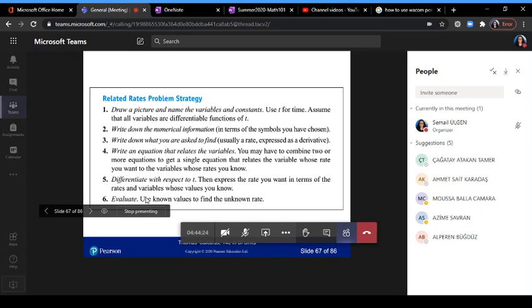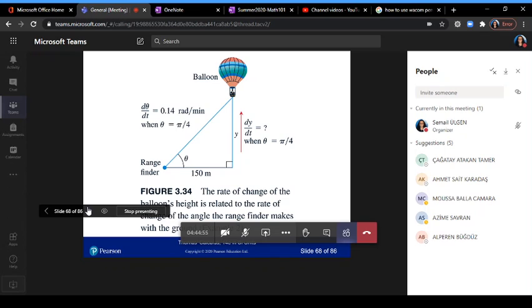Then we are going to differentiate both sides. Even if this relationship doesn't have t in it, each of the variables depends on t, so we can differentiate both sides with respect to t. Then we express the rate we want in terms of the rates and variables whose values we know. These values are going to be given, and we use the known values to find the unknown rate, and we are good to go. These are the steps for related rates.